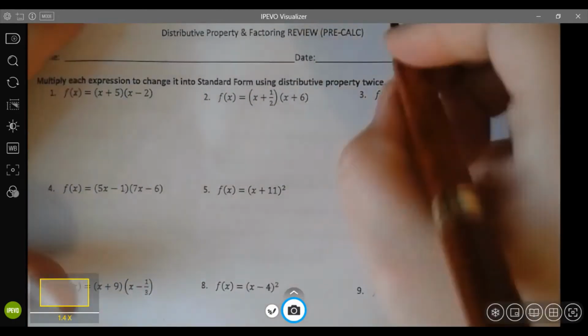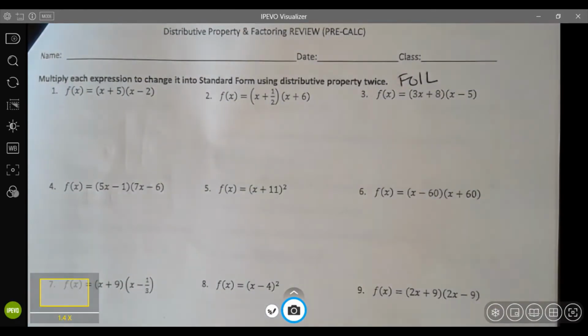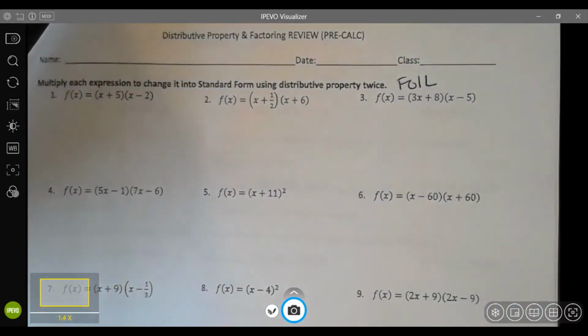So first, outer, inner, last. So you do FOIL basically for each one of these, or it's distributing twice, either way. So I'll show you using FOIL.